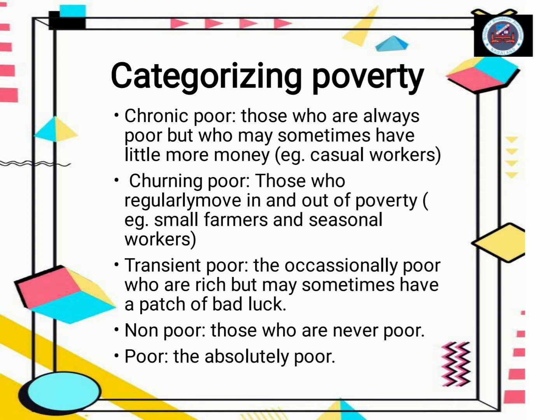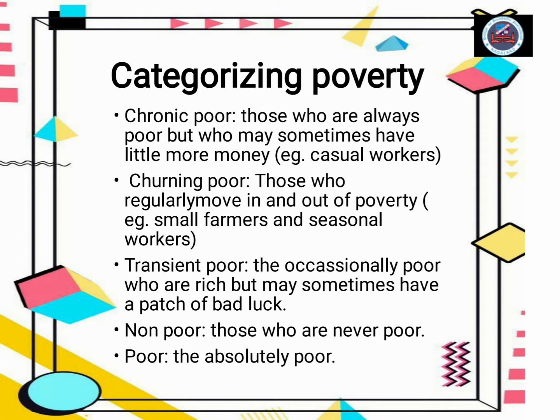For example, casual workers. The second is churning poor. These are those people who regularly move in and out of poverty. Workers like small farmers and seasonal workers usually face churning poverty. Third is transit poor. Transit poor are also called occasional poor. They are rich but may sometimes have a patch of bad luck.